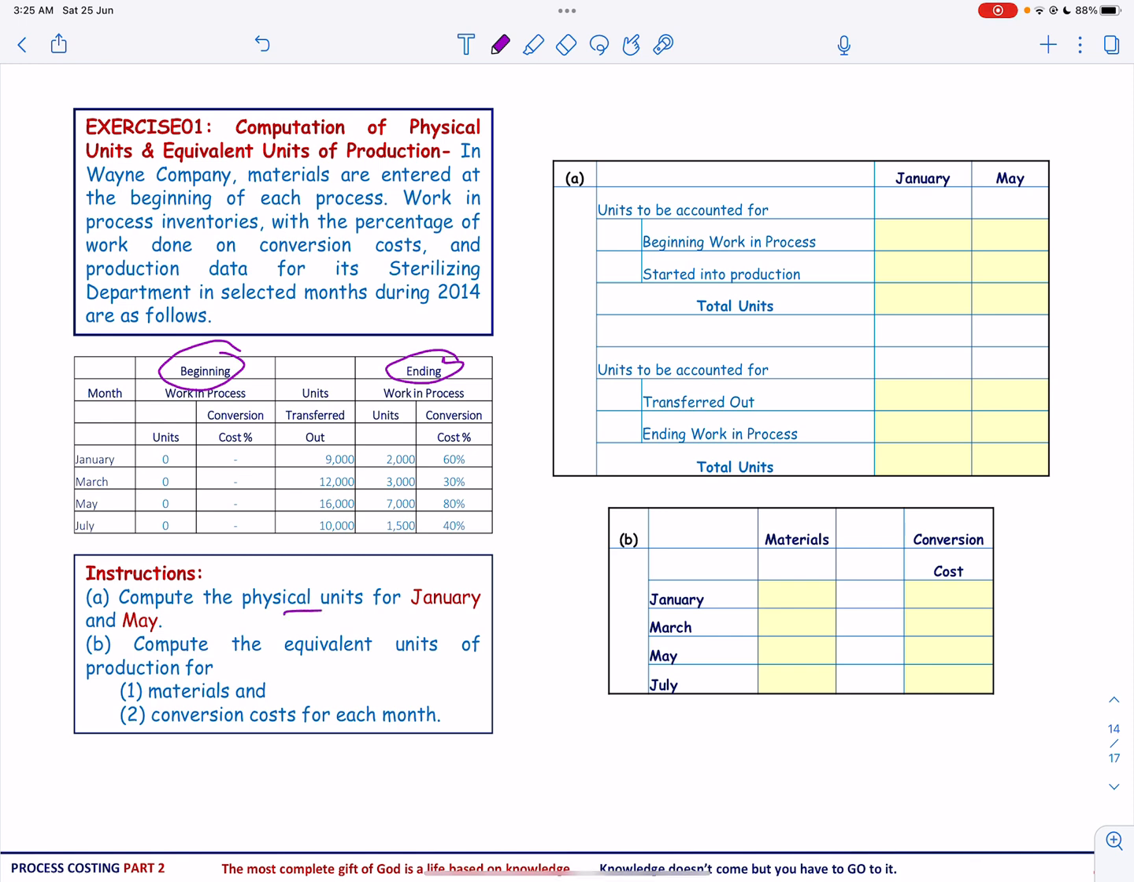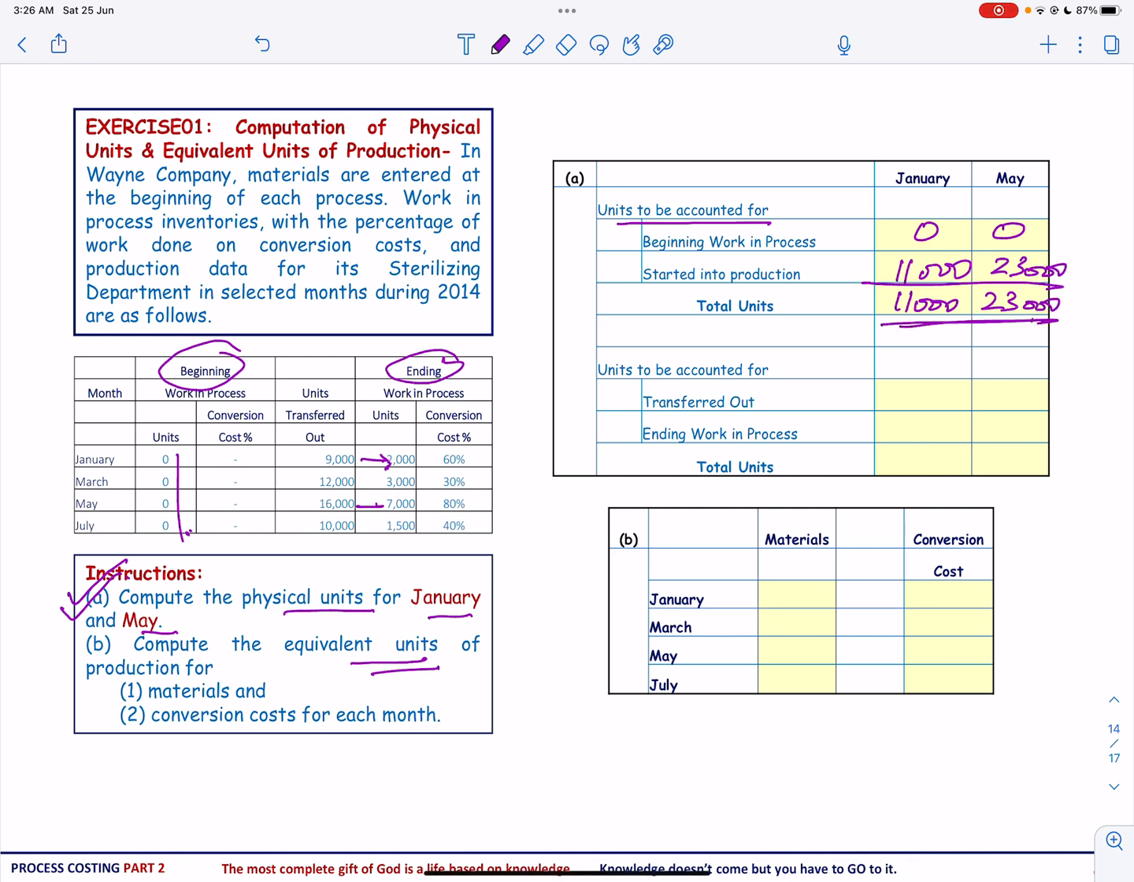Now we have to compute the physical units for the month of January and May, and we have to compute the equivalent units of production for material and conversion cost for each month. The units to be accounted for can be calculated in two ways. One is we take the beginning work in process, which you can see is 0. So we have 0 over here, and it started into production. It was 9 plus 2, that is 11,000, and 16 plus 7, that is 23,000. So the total is 11,000 and 23,000.